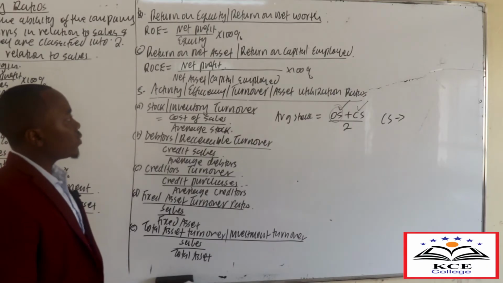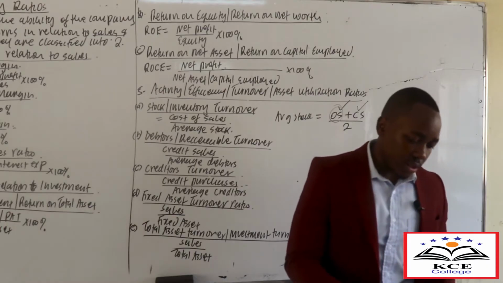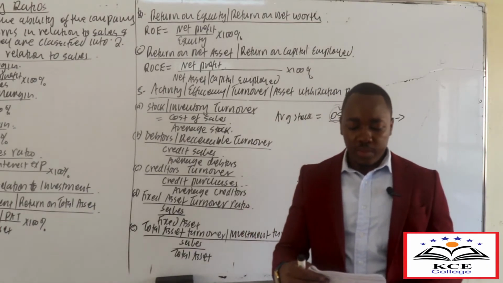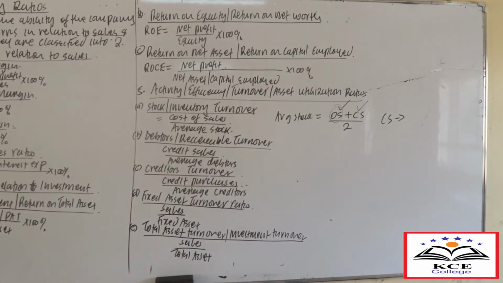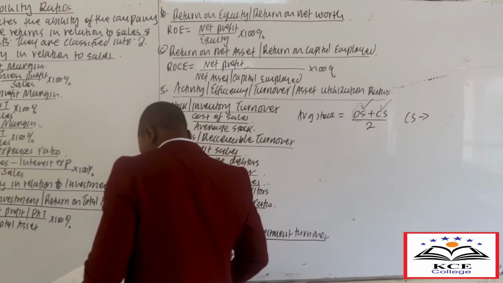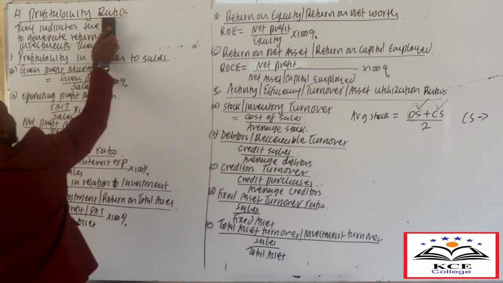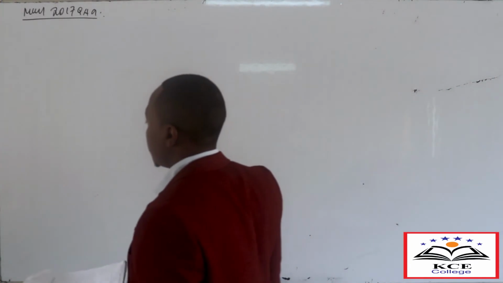So now with that, I want us to do an illustration from our past paper. Open with me May 2017, question 4A. So we are doing that question, May 2017, question 4A.